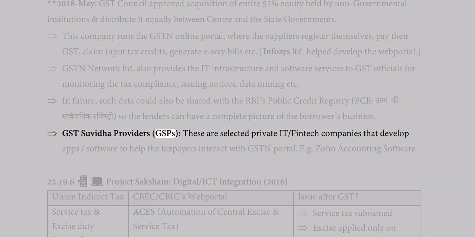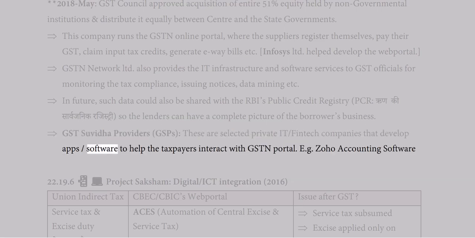GST Suvidha Providers, GSPs. These are selected private IT and fintech companies that develop apps or software to help taxpayers interact with the GSTN portal, e.g. Zoho accounting software.